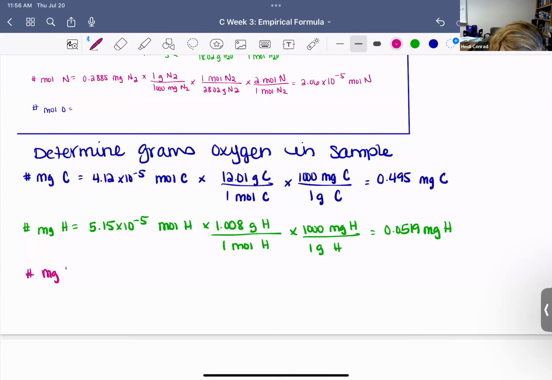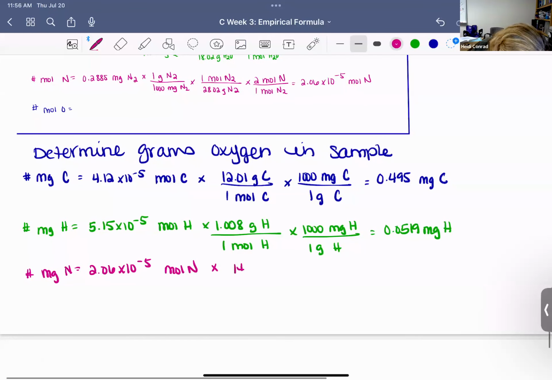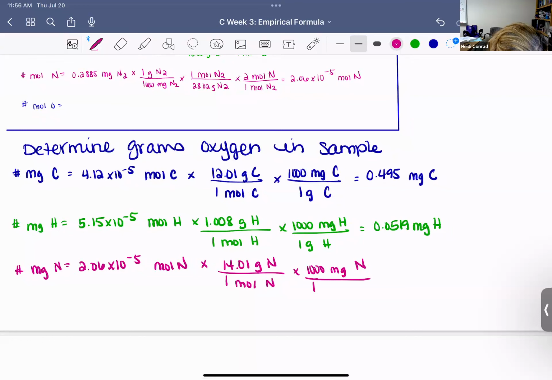Number of milligrams of nitrogen, 2.06 times 10 to the minus 5 moles of nitrogen. 14.01 grams of nitrogen to 1 mole of nitrogen. 1,000 milligrams of nitrogen to every 1 gram of nitrogen gives me 0.289 milligrams of nitrogen.